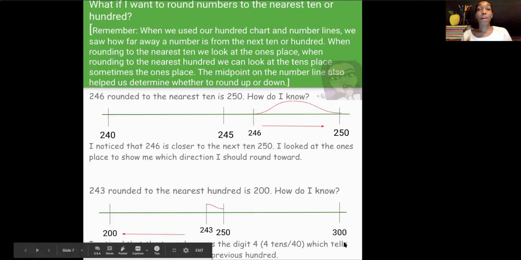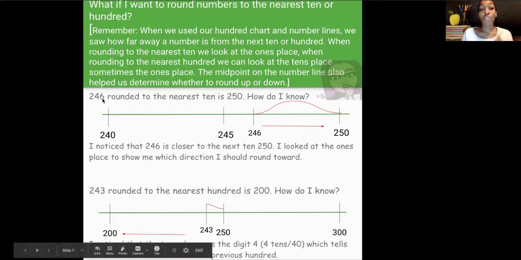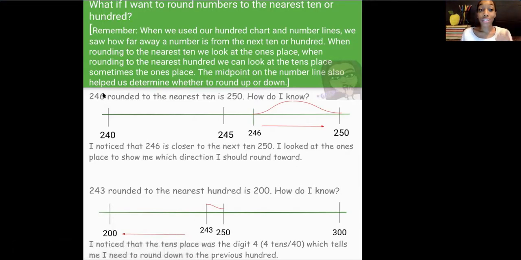So now when I'm thinking about rounding numbers to the nearest 10 or 100, I know that I'm going to look at that ones place to help me figure out which way I should go if I'm rounding to the nearest 10. So there's a 6 in the ones place in the number 246. If I draw the number line, that gives me a visual that 246 falls beyond 5, which means it's more than 5 in the ones place, which means I'm going to round up. 5 or more, round up. So my nearest 10 would be 250.